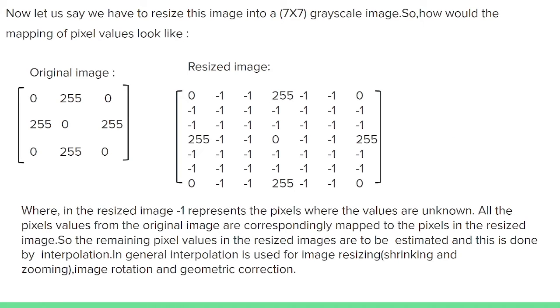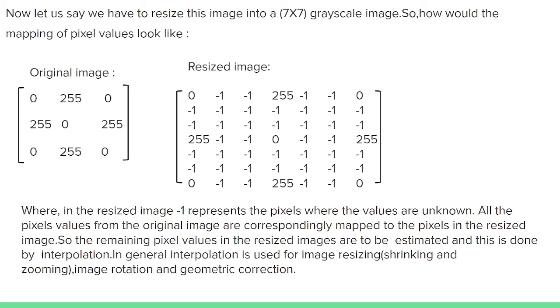Now let us look into 2D interpolation. Let us say I need the previous 3 into 3 image to be converted into a 7 into 7 grayscale image. So how would the pixel mapping look like? What would my first step be? To convert a 3 into 3 image into a 7 into 7 image, I would introduce two new rows in between every consecutive row and two new columns between every consecutive column.